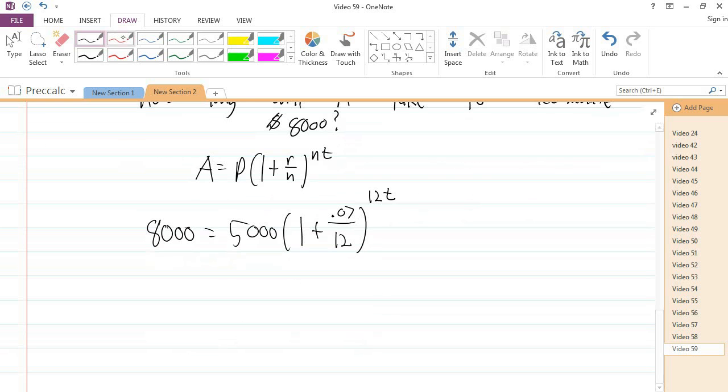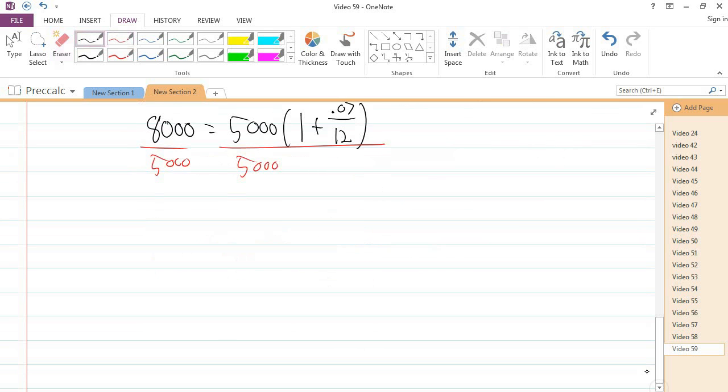So how am I going to solve this? Well, first thing that I need to do, remember the order of operations. I cannot multiply this out, because in order for me to be able to multiply this out, I would have to work out this whole exponent, and I can't because there's a variable in there. Instead, I have to divide the 5,000 over to the other side.